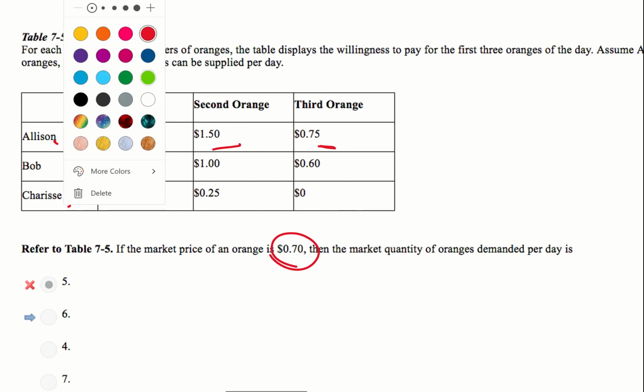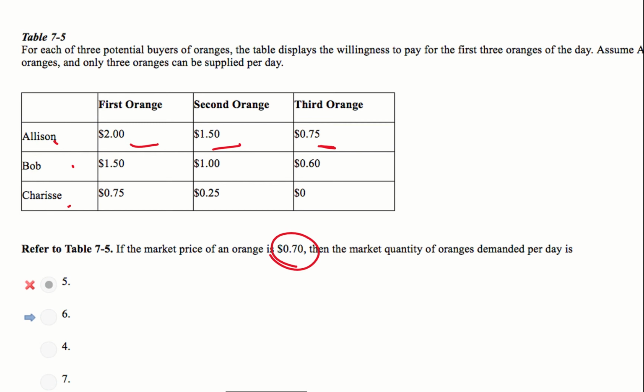will Allison buy the first orange? She will, right? Because her WTP is $2 and then the price is only 70 cents. So she will buy the first orange. Let me circle this. All right, so will she buy the second orange?